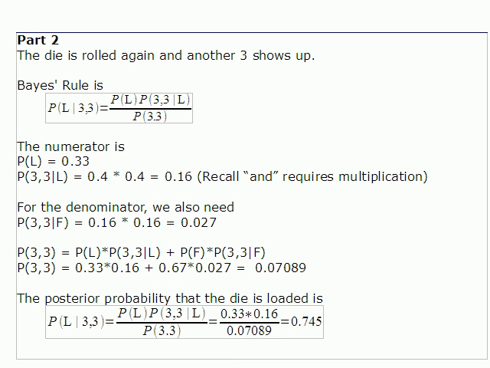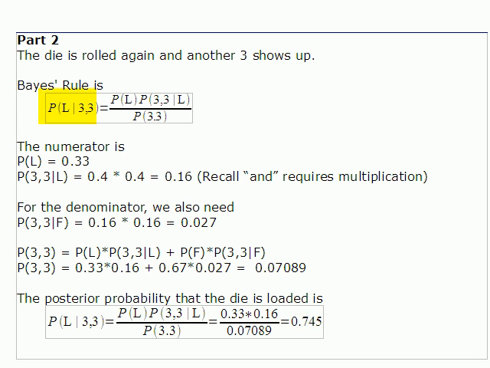Okay, I want to continue this situation, and let's go to part 2 of it. Let's say that the die that just rolled a 3 is rolled again and another 3 shows up. So this is highly suspicious, and we're going to use Bayes' rule again. So here's Bayes' rule again, and this is what we want to find out. What is the probability this die is loaded, considering that a 3 has shown up twice?